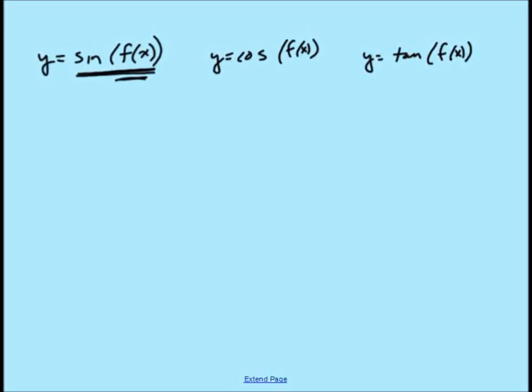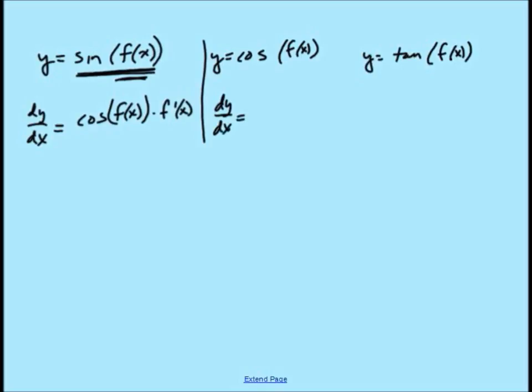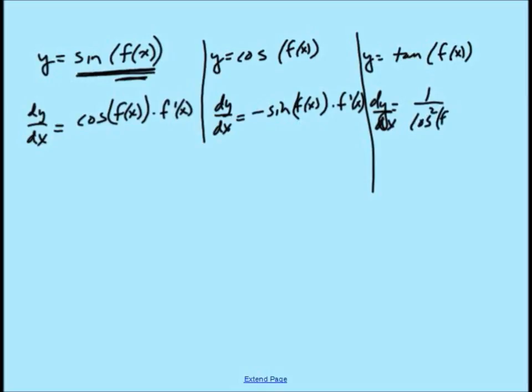So we would just take the derivative. The derivative of sine is cos, so the derivative of this guy multiplied by the derivative of f of x. And in this case, the derivative of cos is negative sine, so negative sine f of x multiplied by the derivative of f of x. So the same rule applies here. We will have the derivative equals 1 over the cos squared of f of x multiplied by the derivative of f of x. And that's better written this way.